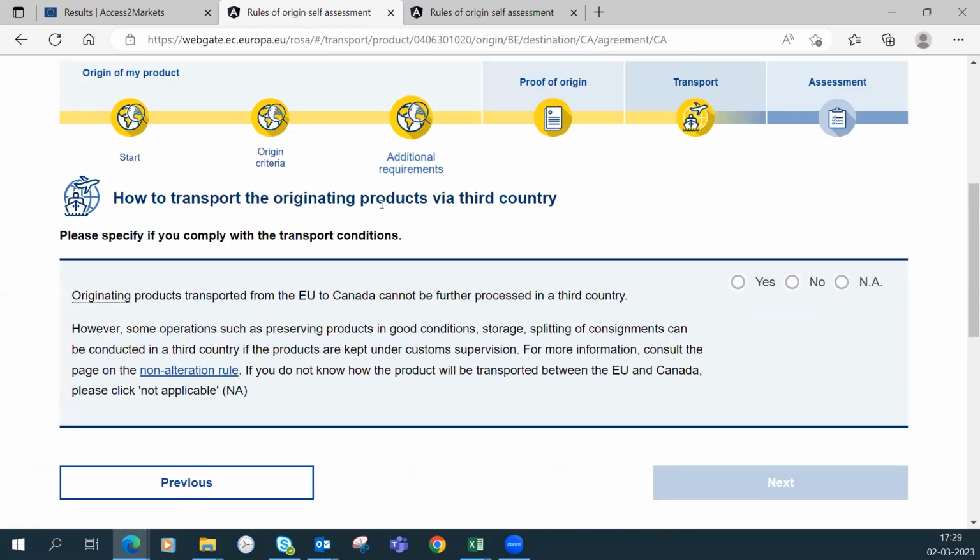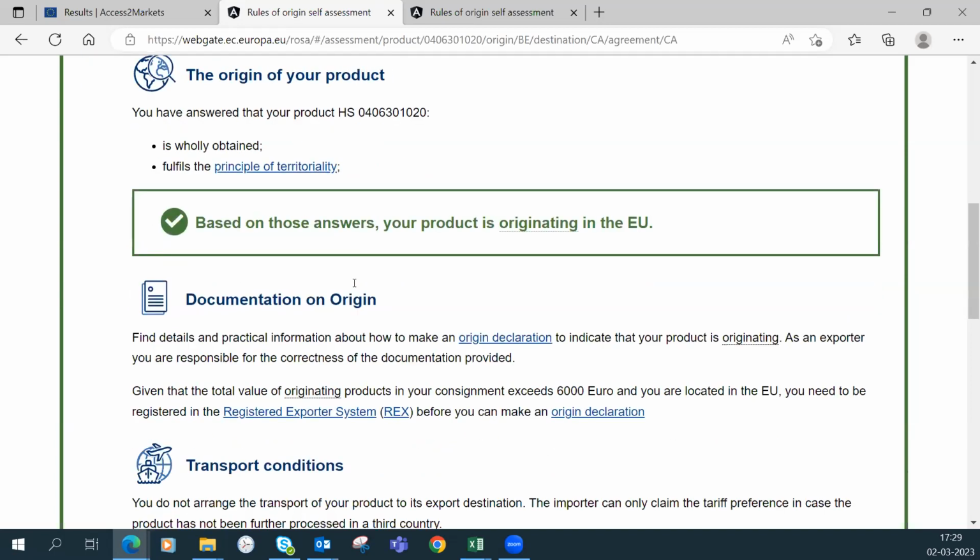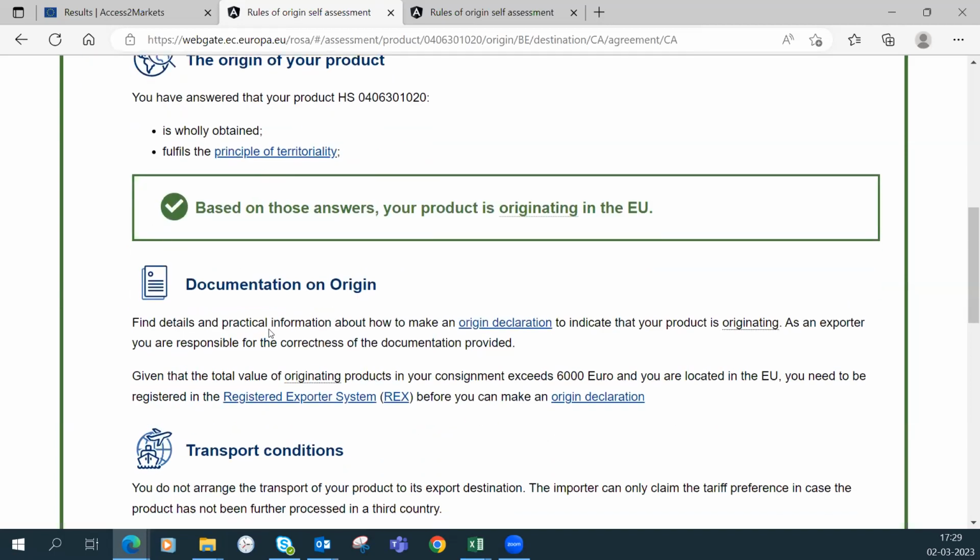You have a last question about the transport, but perhaps you don't know exactly how your good was transported because you are a producer based in the EU, so you have no clue. It's a trader who will export your product, so you don't know. You fulfill, and then you have the self-assessment, where the machine tells you indeed your product is originating, so you can benefit. As you have said that your consignment is above 6,000, you have to be registered to be able to do what we call an origin declaration.